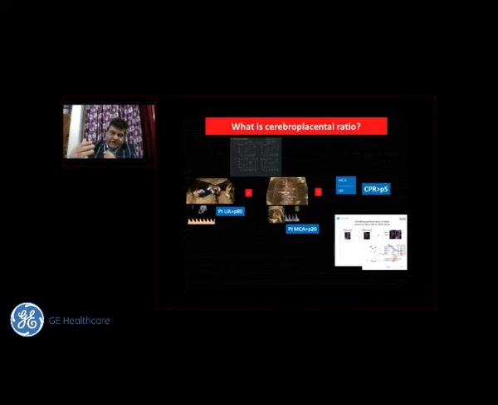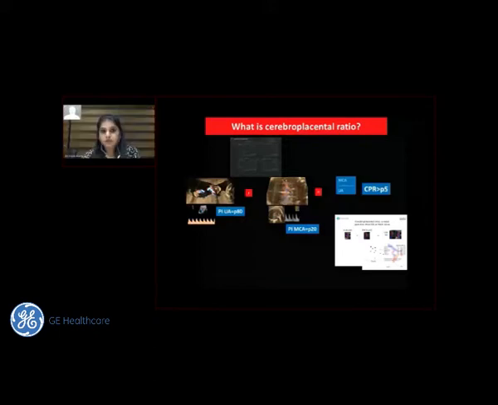But yet the PI value in the middle cerebral artery may be falling and the PI in the umbilical artery may be rising. Therefore, that is the ratio of the PI values of the middle cerebral artery divided by the PI values of the umbilical artery. That is what is going to give us the cerebroplacental ratio. And the cerebroplacental ratio is much more sensitive than the umbilical artery alone, or of course the middle cerebral artery.